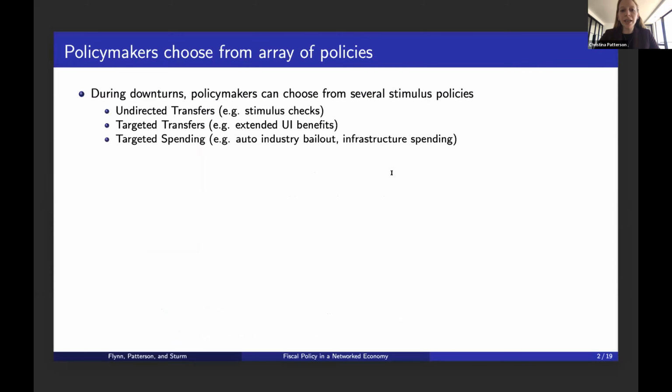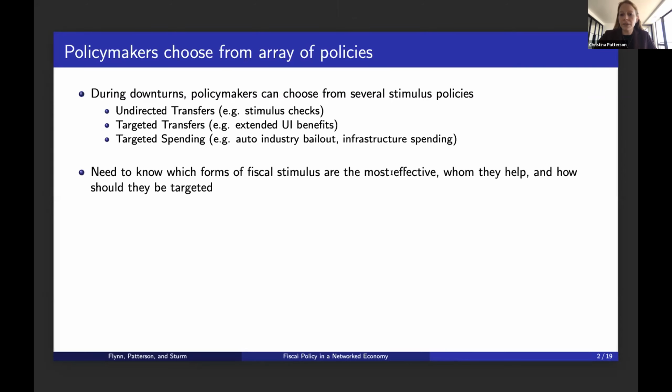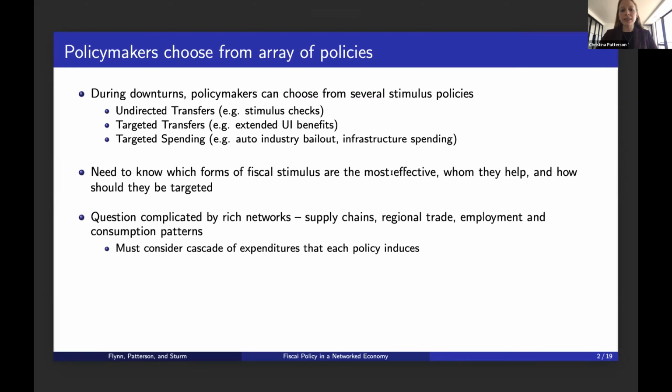Okay, so during economic downturns, policymakers who are charged with stabilizing the economy can choose from an array of different policies. These would include undirected transfers, targeted spending. But in order to choose which of these is most effective, they need to know whom they help and therefore how they should be targeted. And as we in this session all know, in modern economies, these questions are complicated by potentially rich networks. Things like supply chains, regional trade, heterogeneity, employment and consumption patterns can all complicate these questions. And so policymakers might need to consider the cascade of expenditures that each of their policies induces.